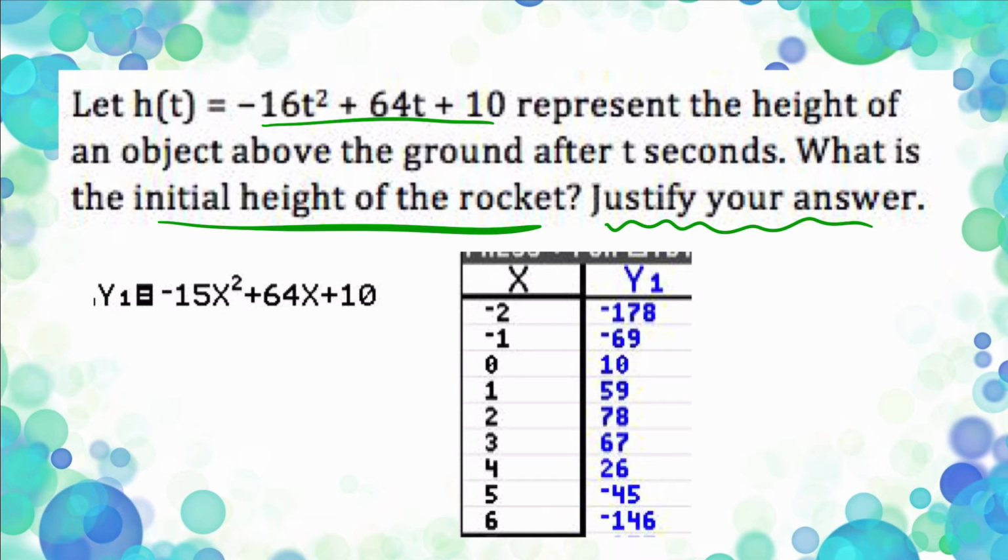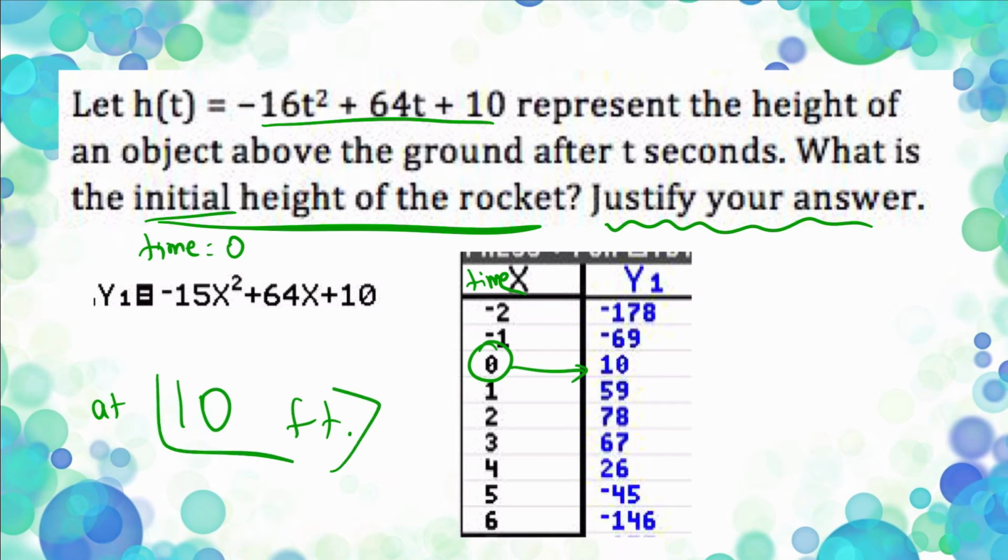Okay, here's how you do this one. Initial means when the time is at 0. So x is time. It's 0 right there. So my initial height would be 10 feet. And if you wanted to justify it, you could explain it by saying at 10 feet, put a box around that. I guess that would be the initial height because that's when time equals 0, or time is 0.